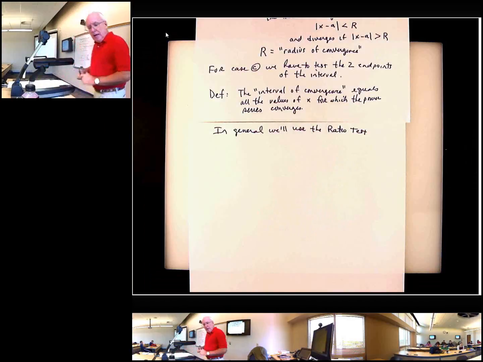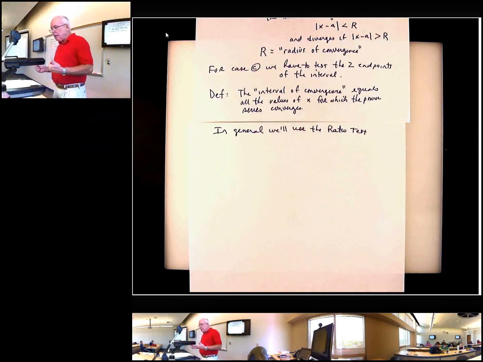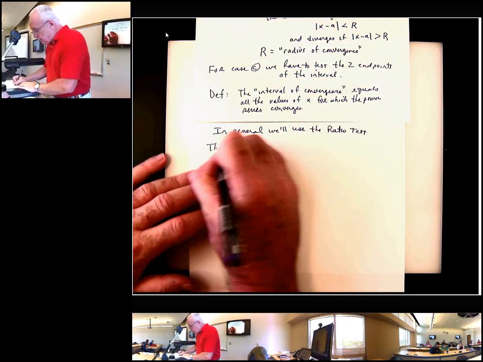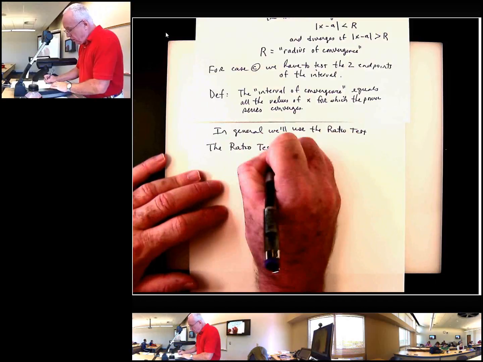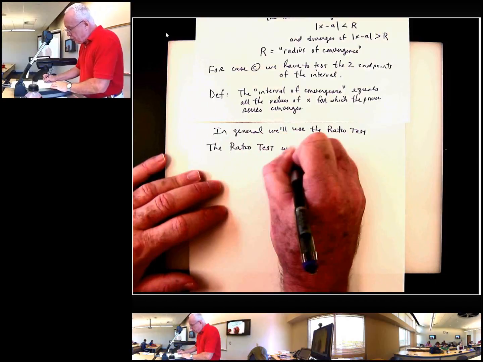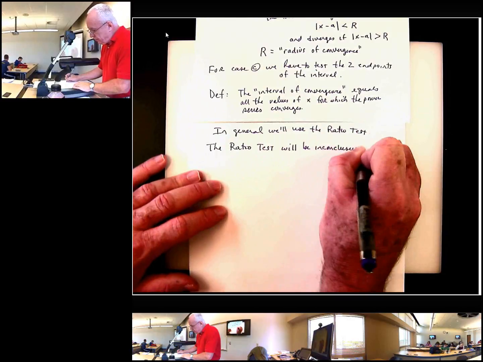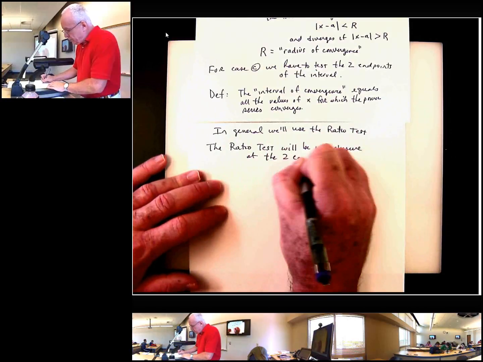Now, just as a reminder, the ratio test will fail at the two endpoints. That's why we have to test the two endpoints separately. So, just as a reminder, the ratio test will be inconclusive, let's put it that way, at the two endpoints.